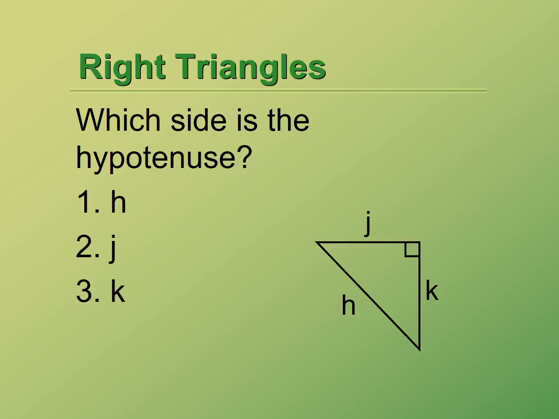All right, let's do another question. There are 3 sides here: H, J, and K. Which side is the hypotenuse? You should have picked side H, because side H is opposite or across from that right 90-degree angle. So that means that side H is the hypotenuse, which means sides J and K are going to be the legs.